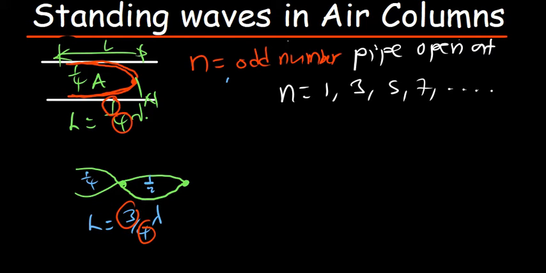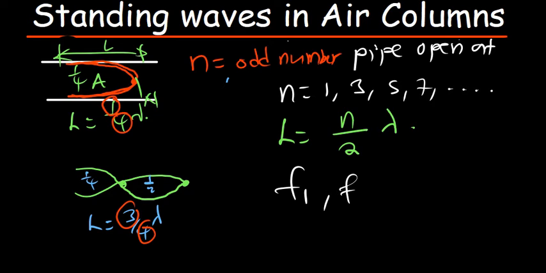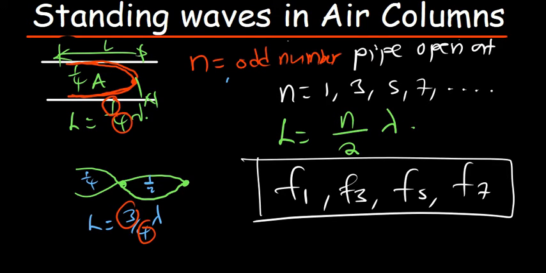So now from here I'm going to have my general formula to be n divided by 2 times lambda, where n can only be the odd number. N is equal to 1, 3, 5, 7. Then we keep on going. So in this case, when the pipe is open at just one end, we expect to have the first fundamental frequency, the third fundamental frequency, the fifth fundamental frequency, and the seventh. You keep on going like that, the odd numbers only.